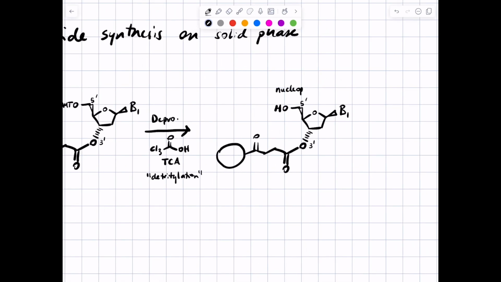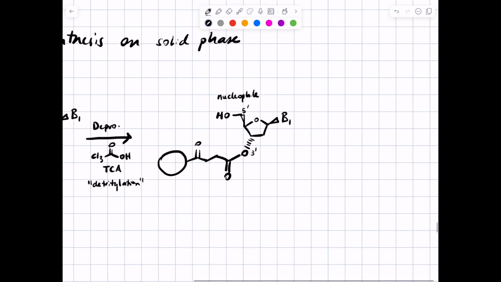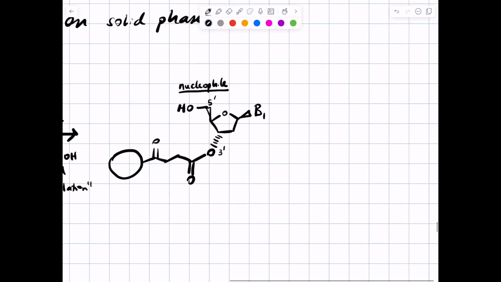Now, do you remember biological oligonucleotide synthesis? The 3' hydroxyl in biological synthesis was the nucleophile, and the 5' phosphate was the electrophile. Chemical oligonucleotide synthesis switches that. We now use this as the electrophile. This 5' hydroxyl is the nucleophile. I'm getting ahead of myself.